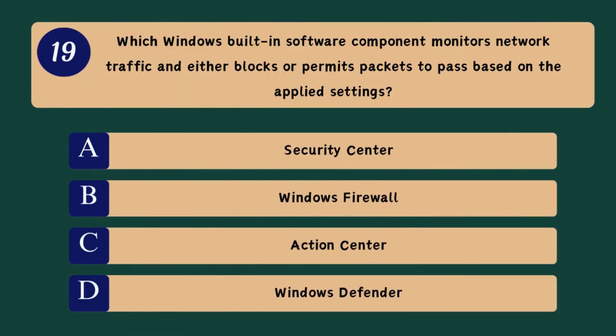Question 19. Which Windows built-in software component monitors network traffic and either blocks or permits packets to pass based on the applied settings? A. Security Center. B. Windows Firewall. C. Action Center. D. Windows Defender.